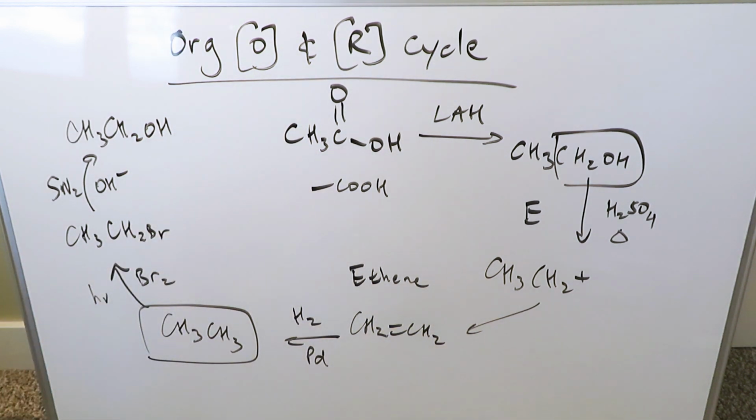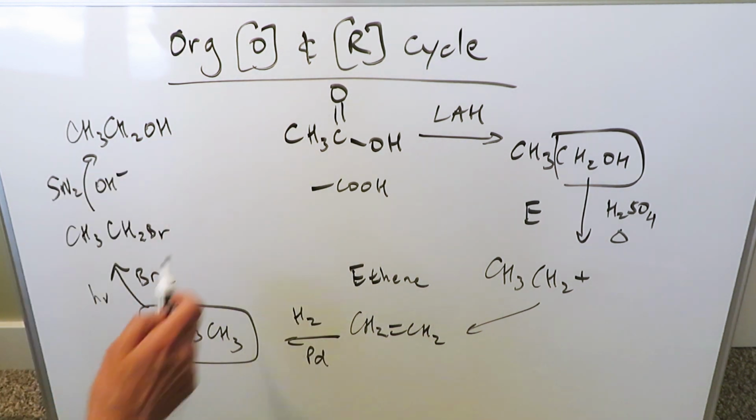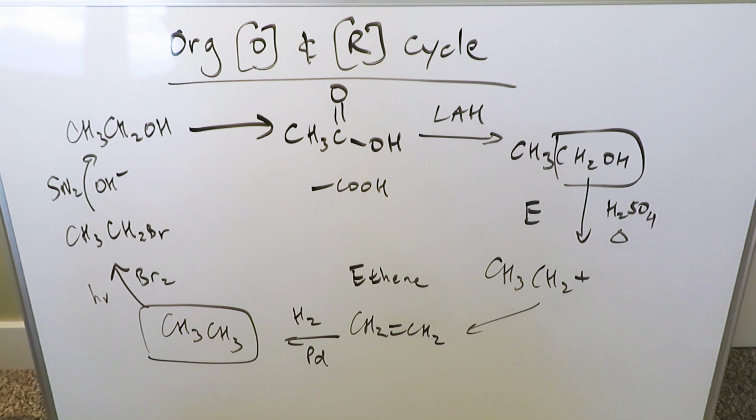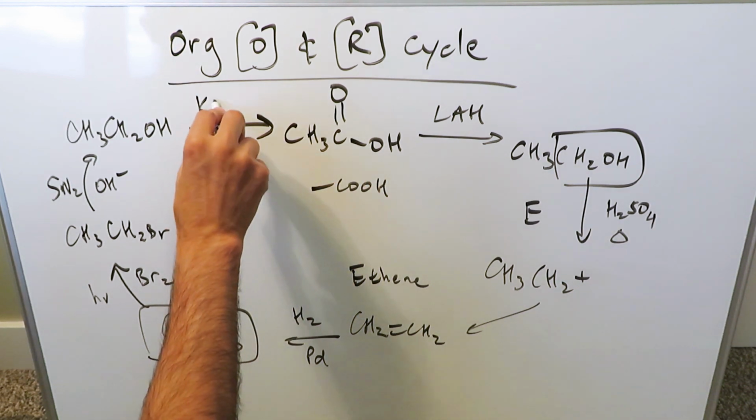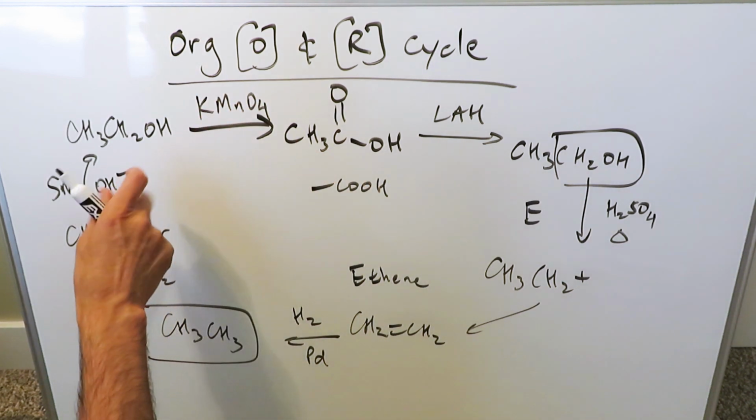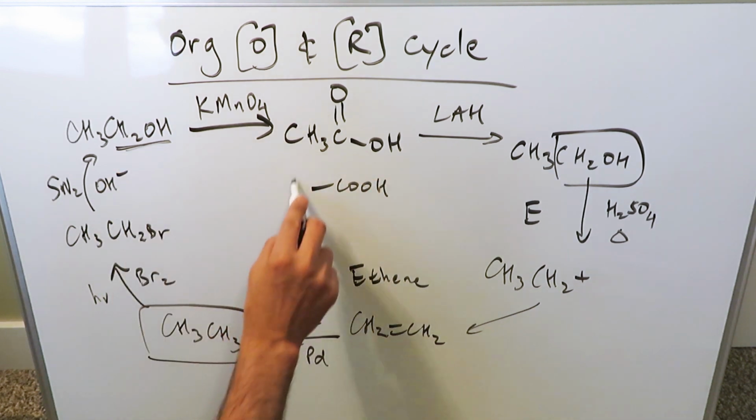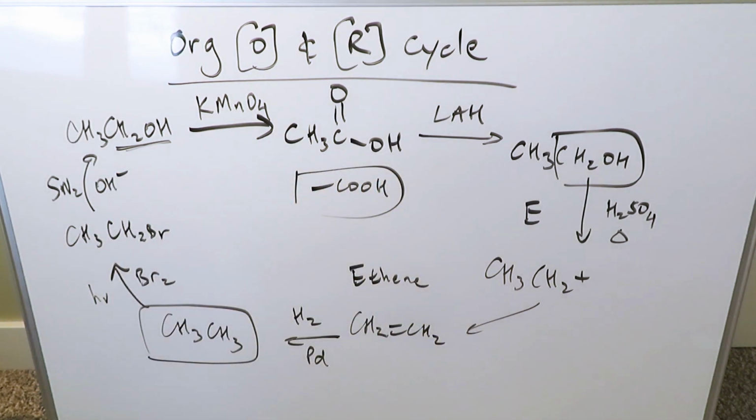Now we're oxidizing it again. We're removing hydrogens and bringing in oxygen, and we can oxidize it back to our starting compound by using potassium permanganate. It will fully oxidize this alcohol into this carboxyl group, and we're back to where we started. So this right here is your cycle.